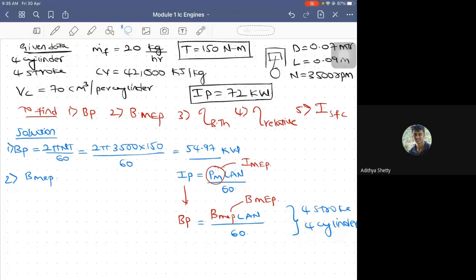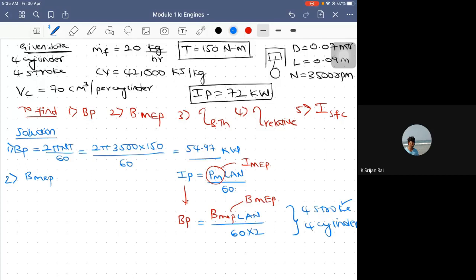What do you have to do? Divided by 60 into 4. Divided by 60 into 4. Into 4? 2. So you have to divide it by 2. So now the 4-stroke is taken care of.